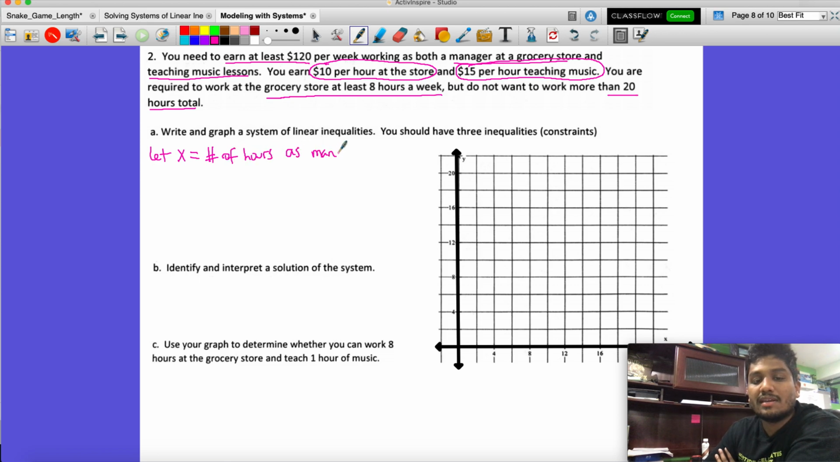We don't have to say grocery store. We kind of know what that is. And let y equal the number of hours teaching music.